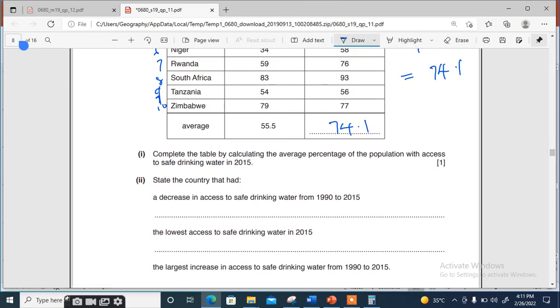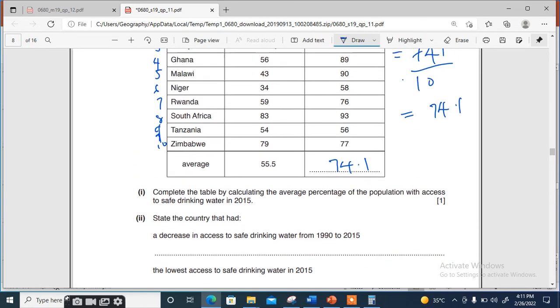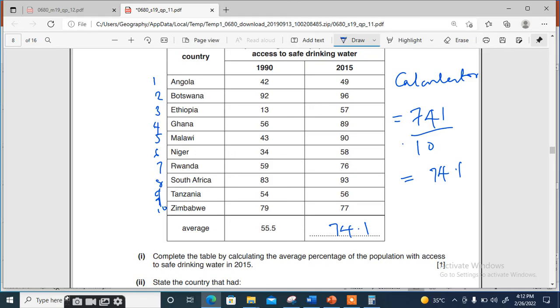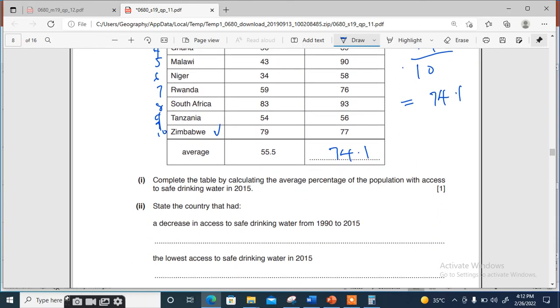That's all. State the country that had a decrease in access to safe drinking water from 1990 to 2015. A country with a decrease in safe drinking water, from 1990 to 2015. So here, look at this, there's an increase, increase, decrease. So the answer for that question is Zimbabwe. So we'll come down and write our answer: Zimbabwe.